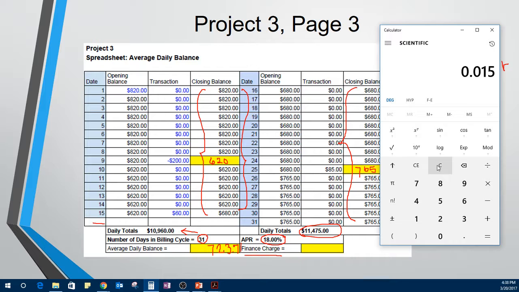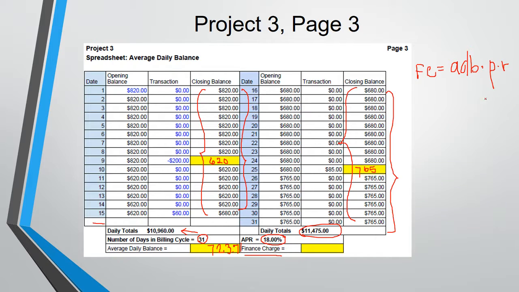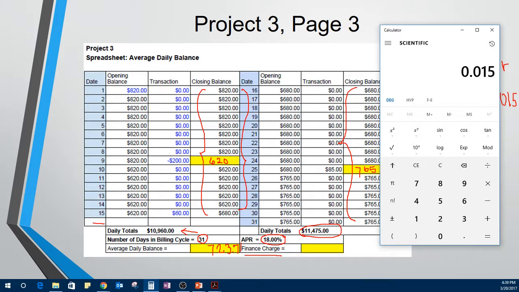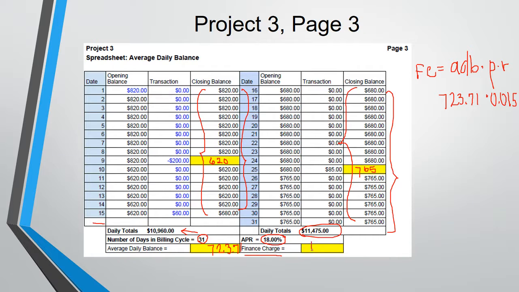So in this case, we have 0.015, and that is the periodic rate. We're going to put that in here, times 0.015. The average daily balance is 723.71. So multiply those two numbers together, times 723.71, and we get $10.80. If you write 85, I will give you the right answer, but correctly rounded it is $10.86. And that is how you find the finance charge.